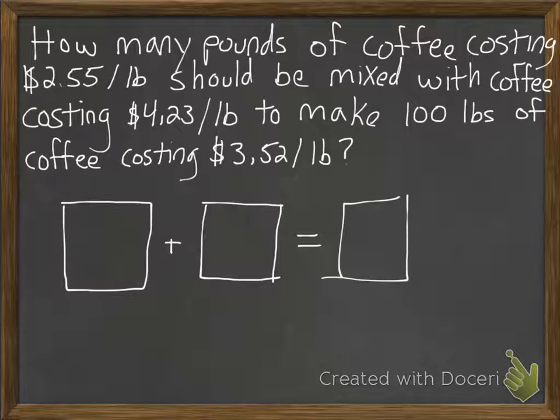And just like we did before, we can label. So here we have coffee costing $2.55 per pound, so I'll label that. Right, that fixed amount there. Same thing, $4.23 per pound. And then the other coffee costs $3.52 per pound.